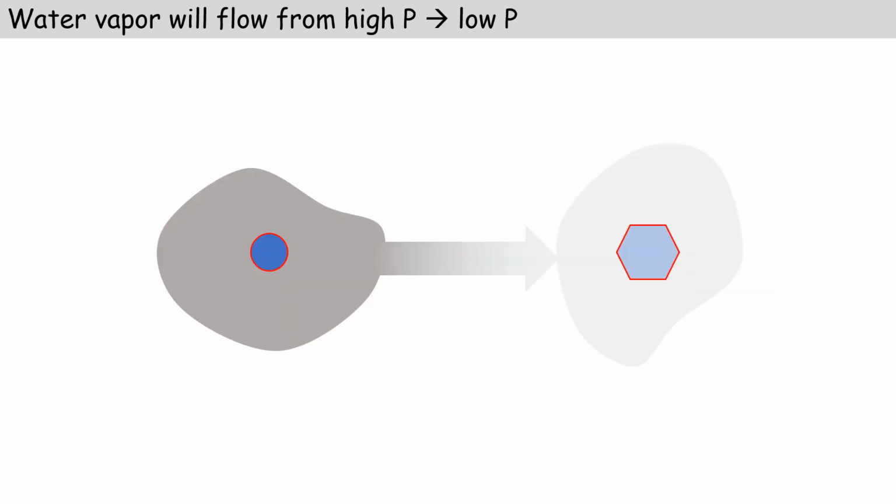Now, the thing about water vapor pressure is it's a pressure. And if we have existing in the same place higher concentrations of water vapor pressure surrounding a water droplet and lower concentrations of water vapor pressure surrounding an ice crystal, water vapor is going to flow from high pressure to low pressure. So there will be a movement of water vapor away from the water droplets to the environment surrounding the ice crystals.